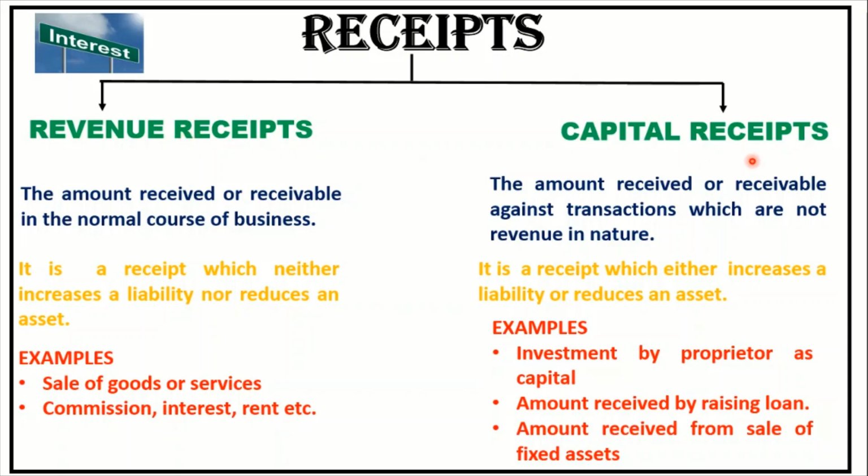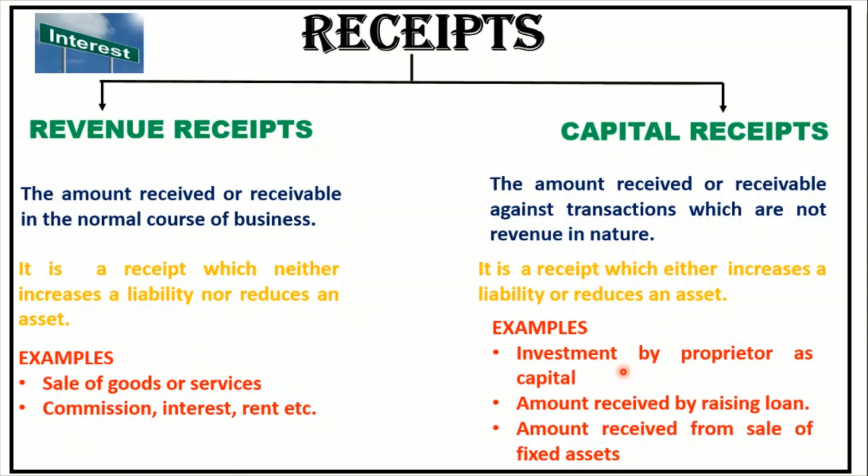And capital receipt, on the other hand, is something which is not revenue in nature. The capital receipt is an amount which either increases the liability or reduces the asset. Capital receipt means any amount which is received as an investment by the proprietor, or any amount received from outsiders, such as raising a loan or investment by the public. That is all capital receipt. They are not regular in nature and are not actually earned by the business. It is an investment, so it increases the liability.